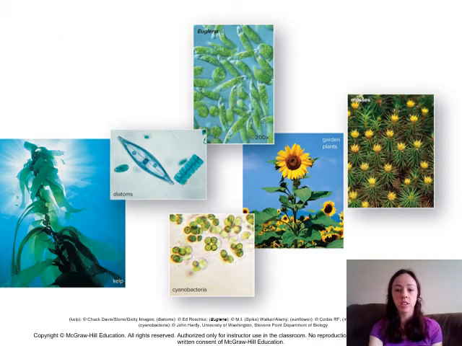Photosynthetic organisms include plants that live on land, like mosses, trees, garden plants like sunflowers. They will include plants that live in the ocean, like algae here, diatoms, and protists, like euglena. And then it will also include cyanobacteria, which can live on both land and water.